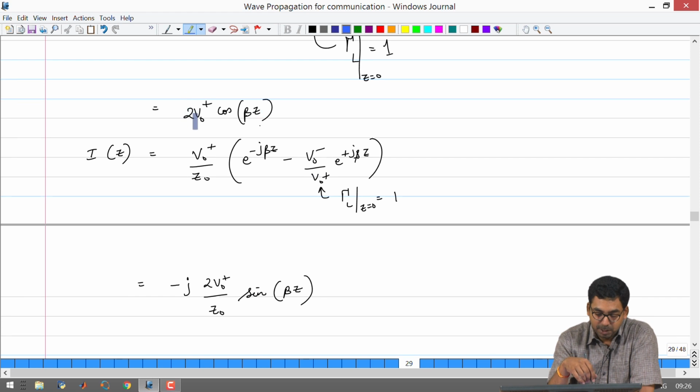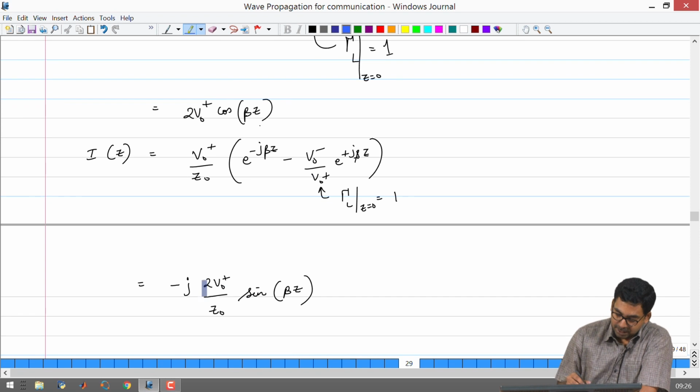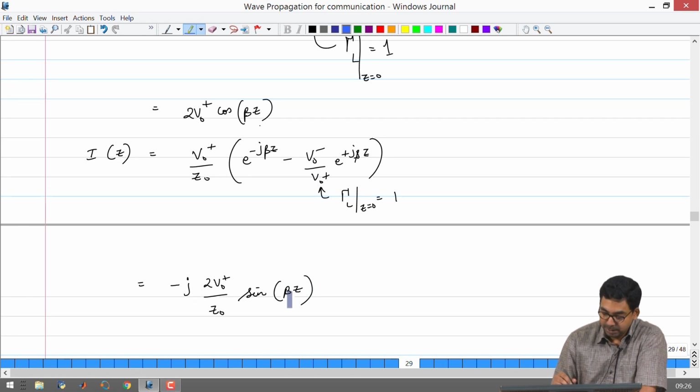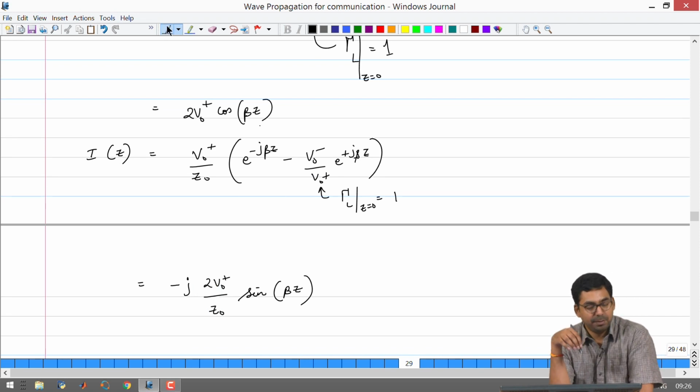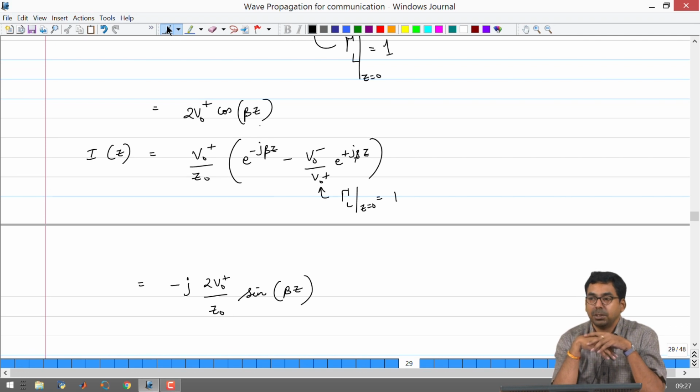The peak value of the voltage that can happen in your transmission line is 2 V naught plus. The current is minus j 2 V naught plus divided by Z naught sin beta z. So, it is also periodic. The only thing that we notice is there is a phase difference between the current and the voltage. This j should signify something. If you take the ratio of voltage to current, we know that we will get impedance. It is telling us something about the impedance, and that the current and the voltage are out of phase.